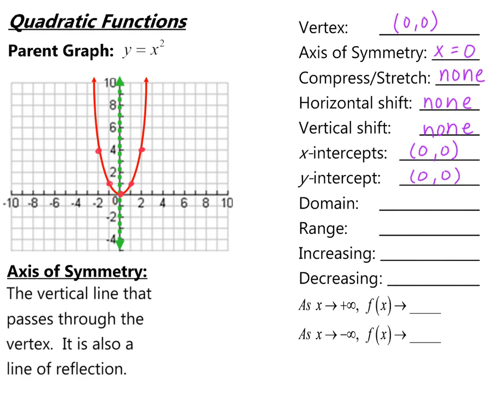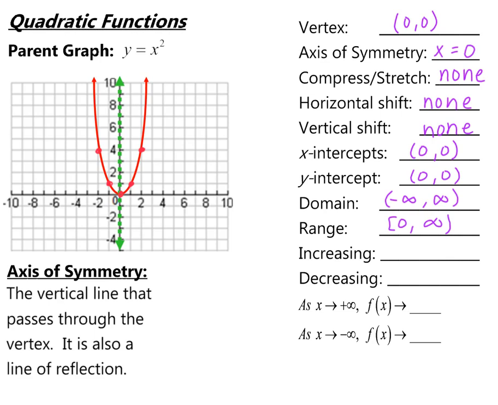Now for the domain, our graph is going to go to the left and right towards negative and positive infinity. Our range, our lowest value is 0, and it's going to go upwards towards positive infinity.